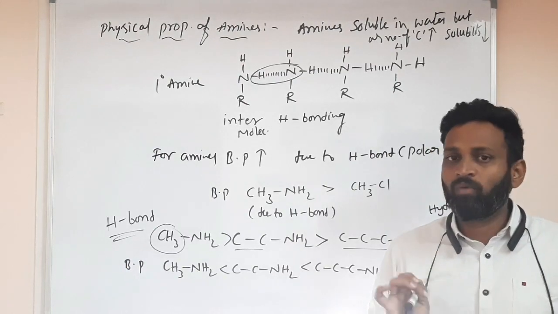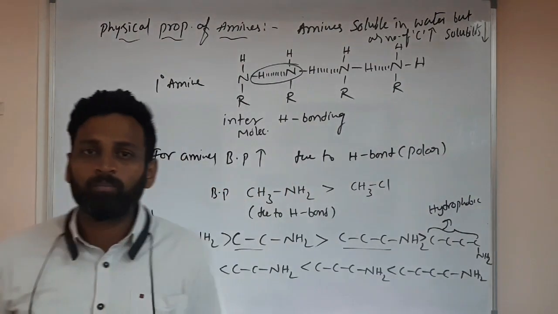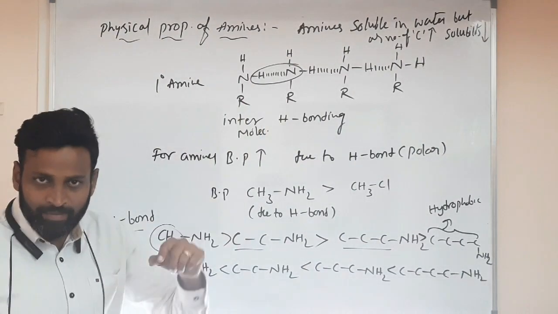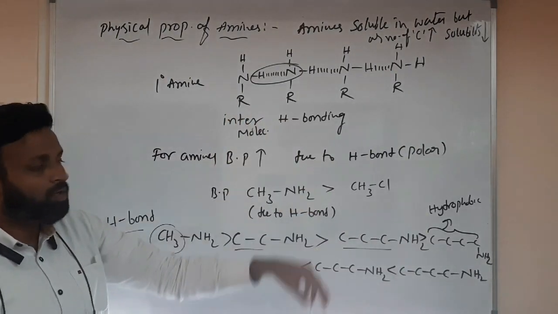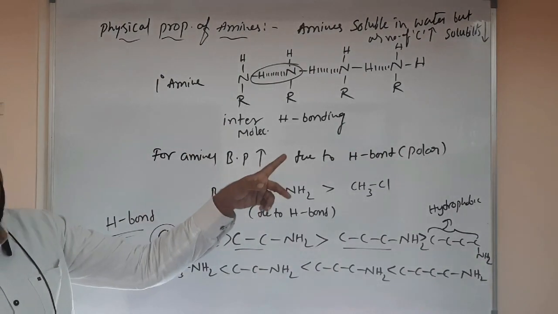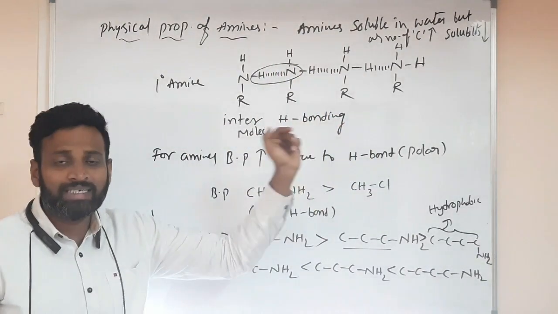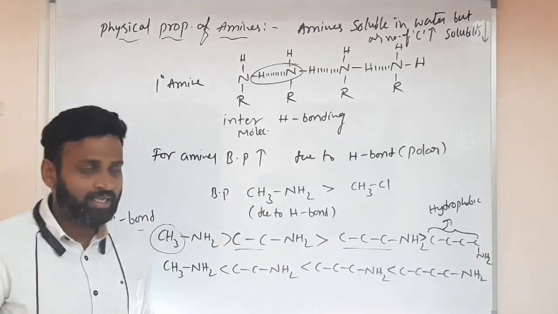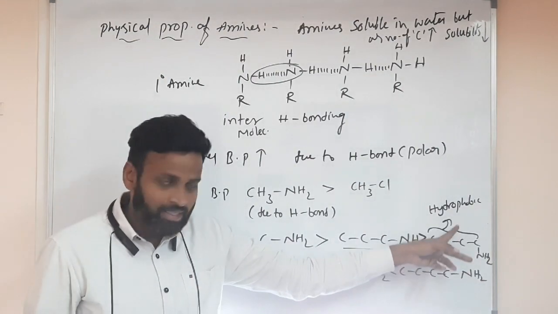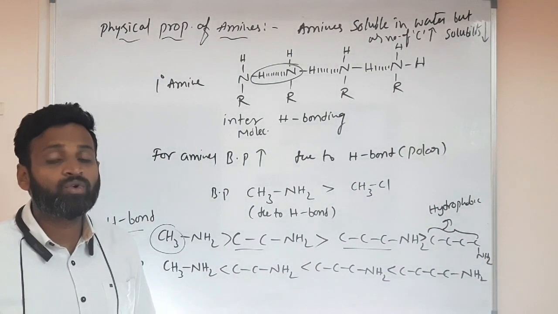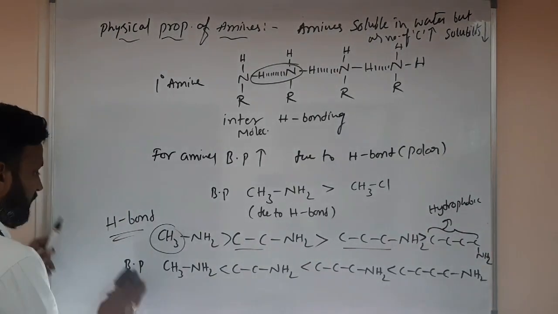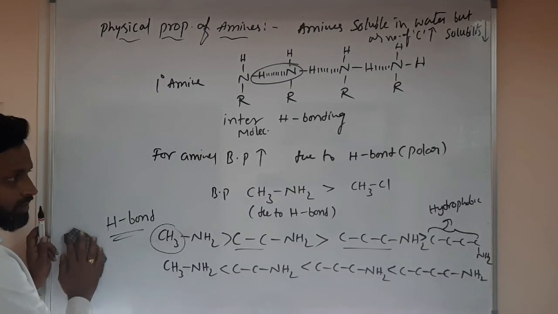Why are amines soluble in water? Because they are polar. So as I said, between amines you have hydrogen bond. At the same time, between amine and water molecule there will be a hydrogen bond. But as number of carbons increases, solubility of amines decreases. What is the reason behind it? As I mentioned previously, as number of carbons increases, hydrophobic nature increases. Hydrophobic means water hating. Understood? So final conclusion, you have to write all these things.